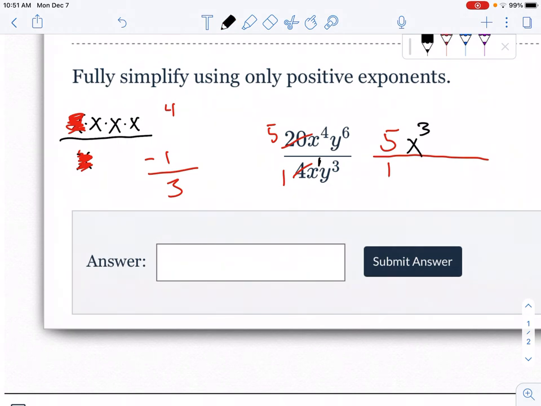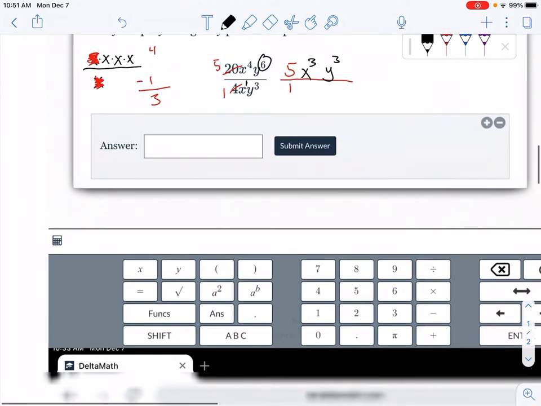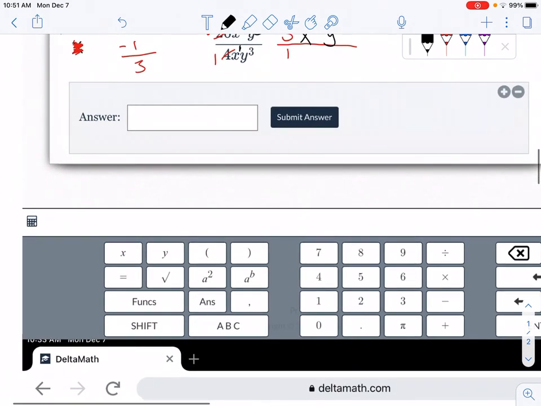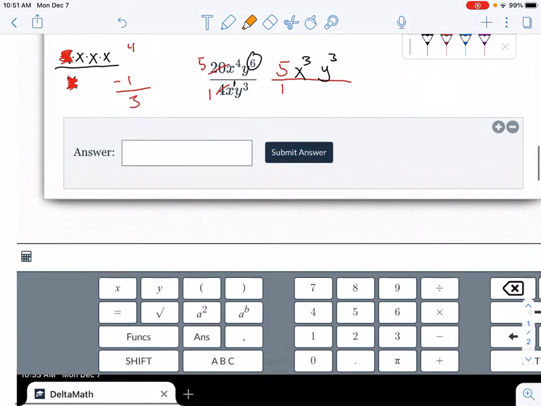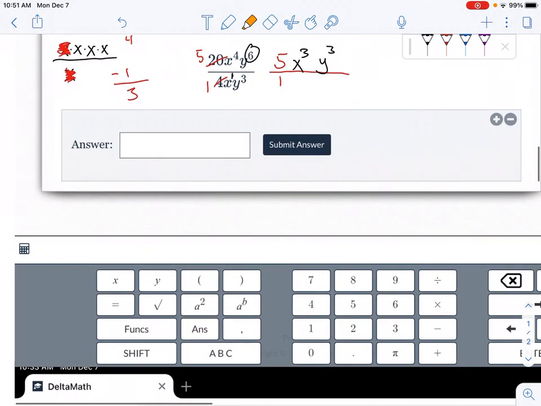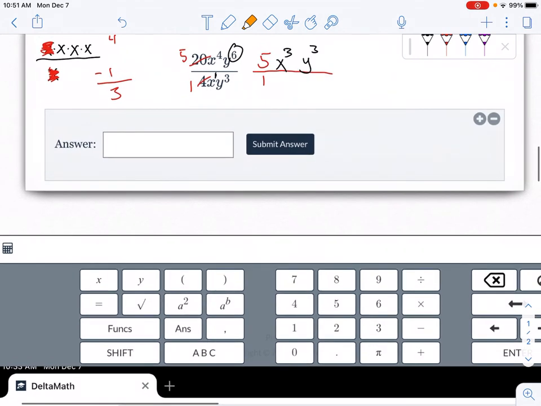There's 3 on top. And I'm doing the same thing with my y's. I have 6 minus 3. 6 minus 3 gives me 3. And my bigger number is on top, so I'm going to write my answer back on top, y to the 3rd. So then to type your answer in, we have 5 x to the 3rd, y to the 3rd. You don't really have to put it over 1.